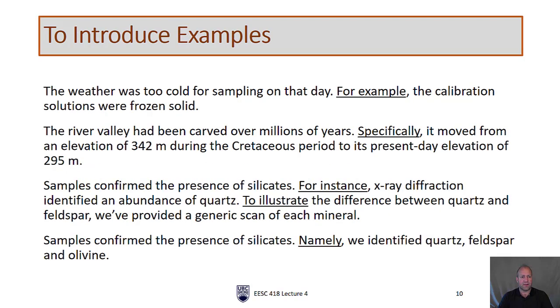This next list is transitional phrases that will introduce examples. And these are fairly self-explanatory. Most of them sound exactly like what they mean. So when we use for example, we are going to list examples, one or more examples. So the weather station was too cold for sampling on that day. For example, the calibration solutions were frozen solid. That is one example of why it was too cold. We might list several examples.